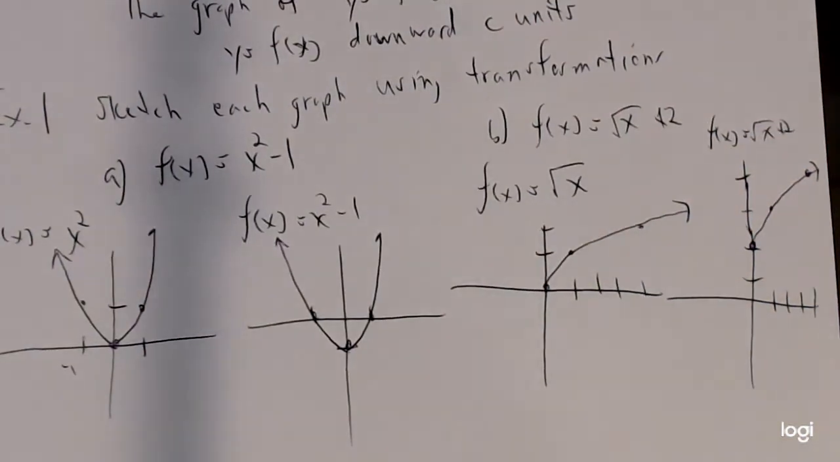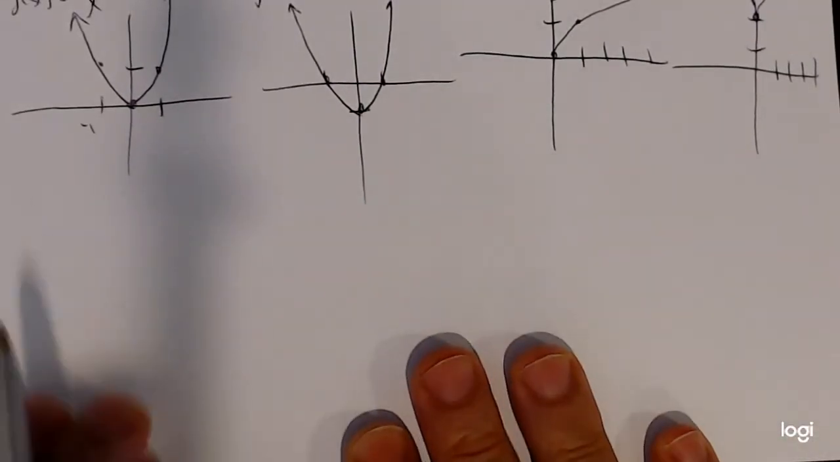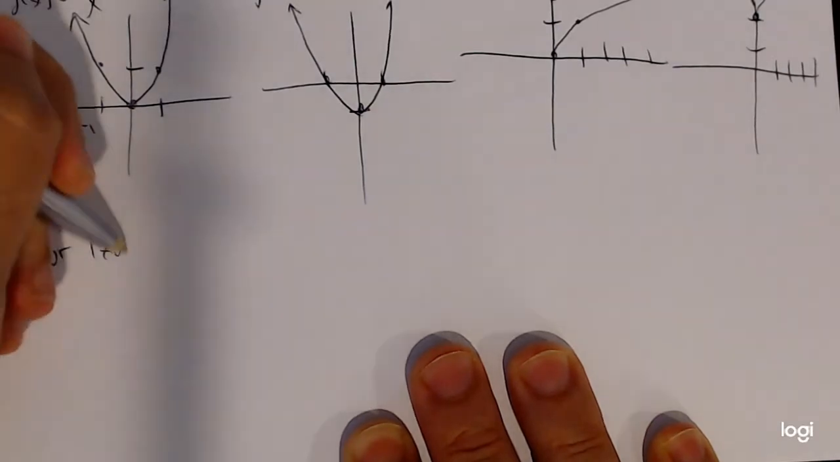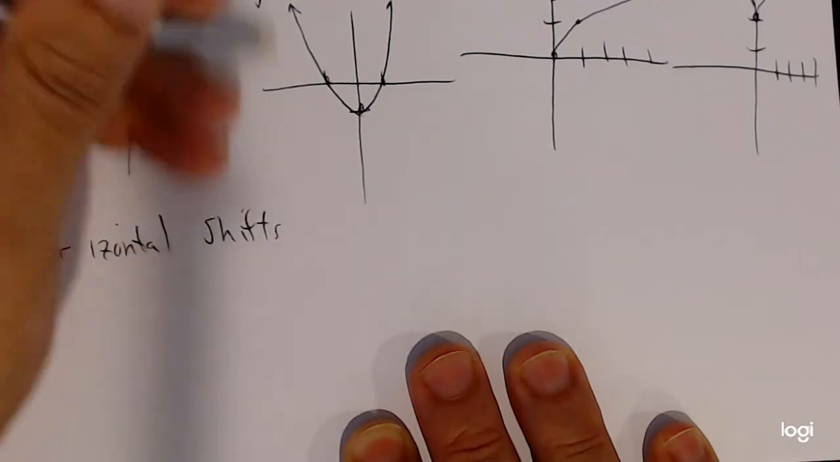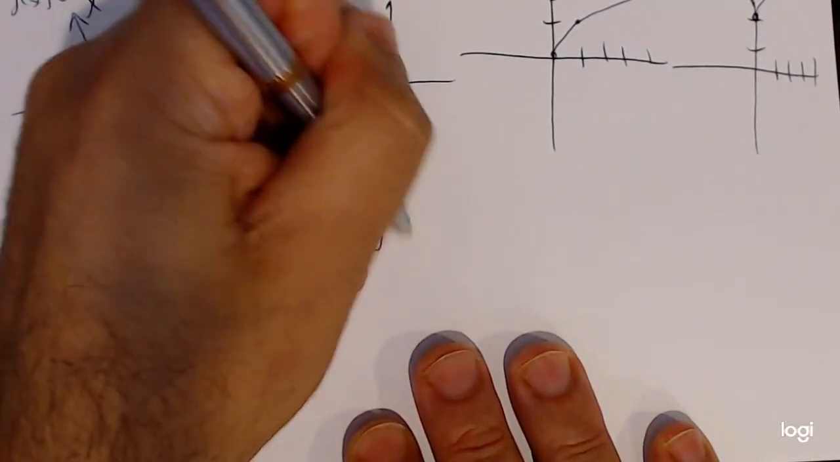Okay, with that said, now let's talk about our horizontal shifts, where we're moving graphs left and right, of graphs.